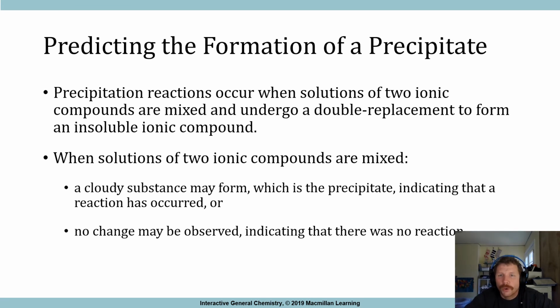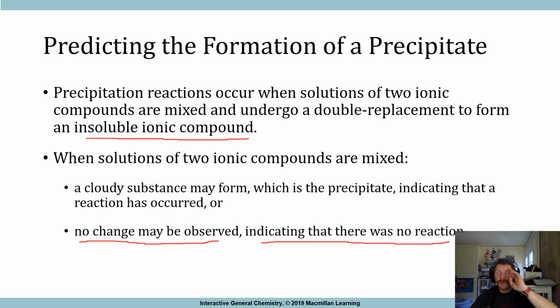Okay, now predicting the formation of precipitate. Precipitation reactions occur when solutions of two ionic compounds are mixed and undergo a double replacement to form an insoluble ionic compound. Now, when solutions of two ionic compounds are mixed, a cloudy substance may form, which is the precipitate, indicating that a reaction has occurred. Alternatively, when solutions of two ionic compounds are mixed, no change may be observed, indicating there was no reaction whatsoever. So maybe what you have is two homogeneous solutions, you mix them together, and after the fact you now have one homogeneous solution. No reaction took place there.